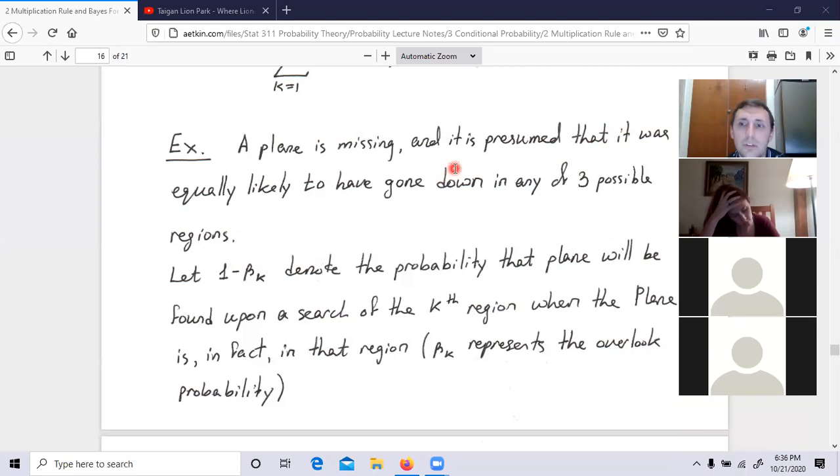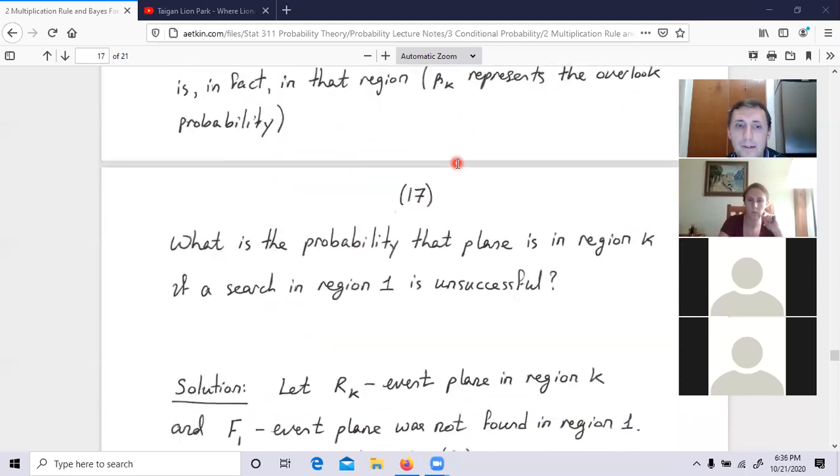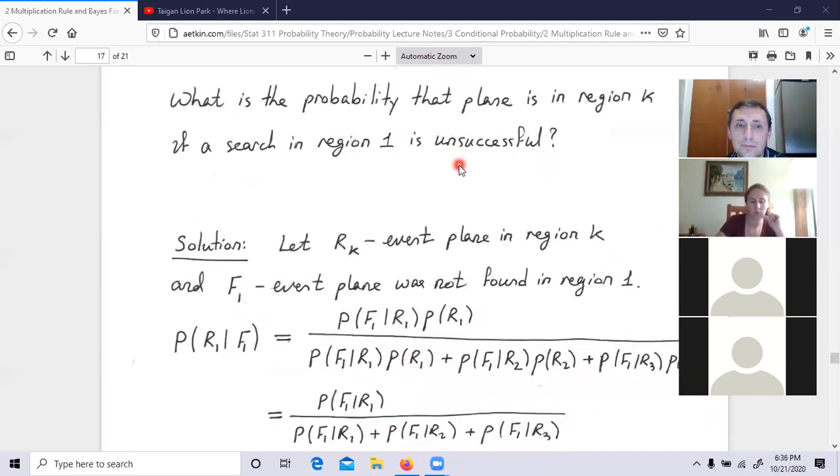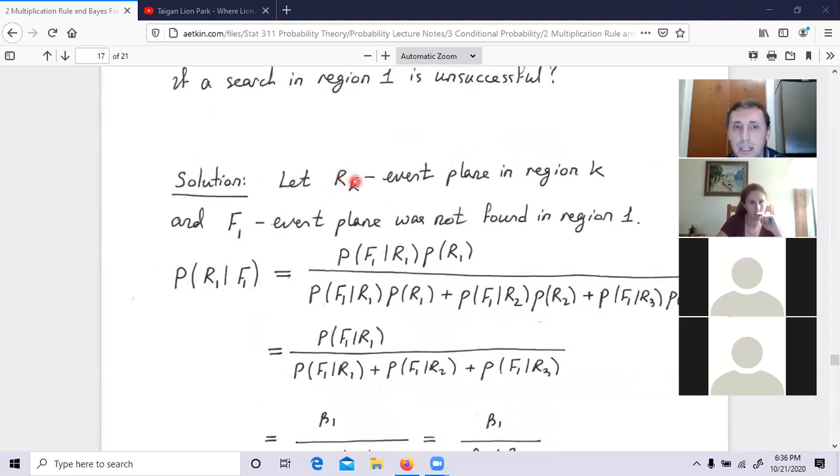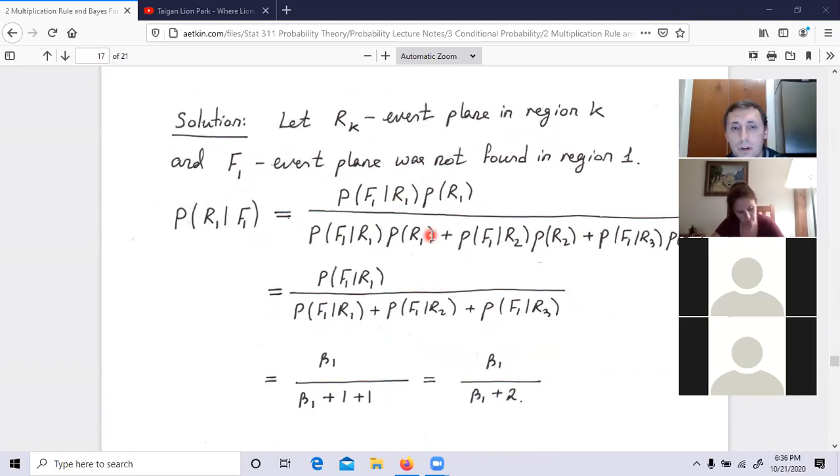All right, I will reveal the answer as I have to hurry to finish the full lecture today. So this is how I'll label it. Rk is the event that the plane is in region K for K = 1, 2, 3. And F1 is the event that the plane was not found in region 1. So I can begin solving: what's the probability the plane actually is in region 1 given that it is not found in region 1? That means I do this conditioning thing.